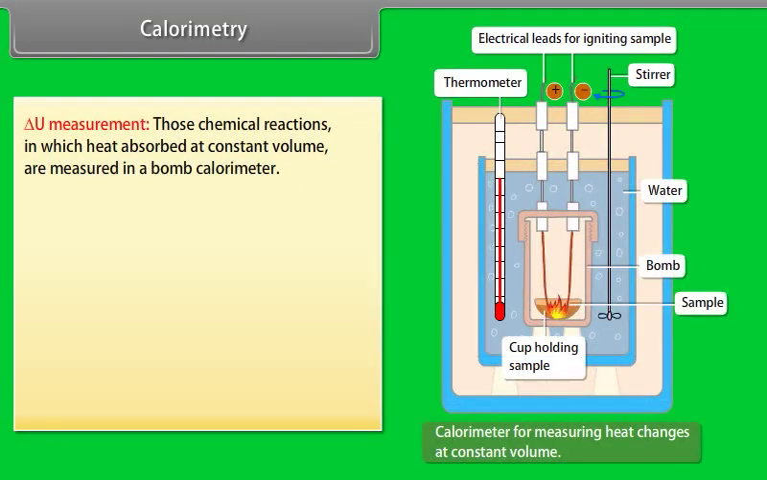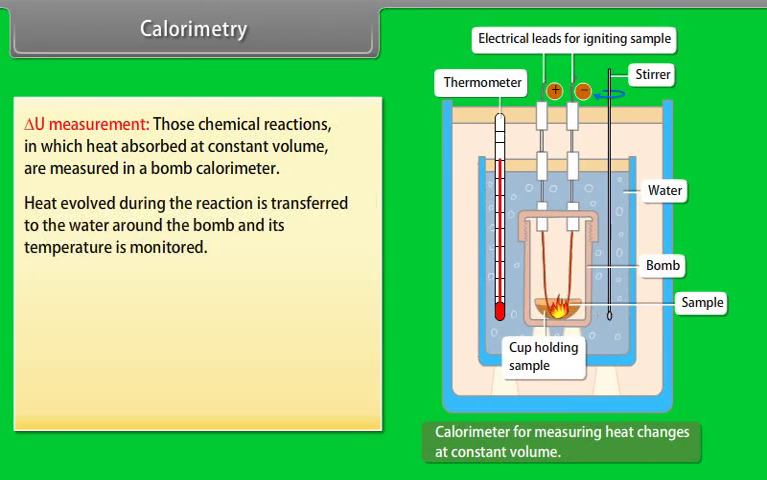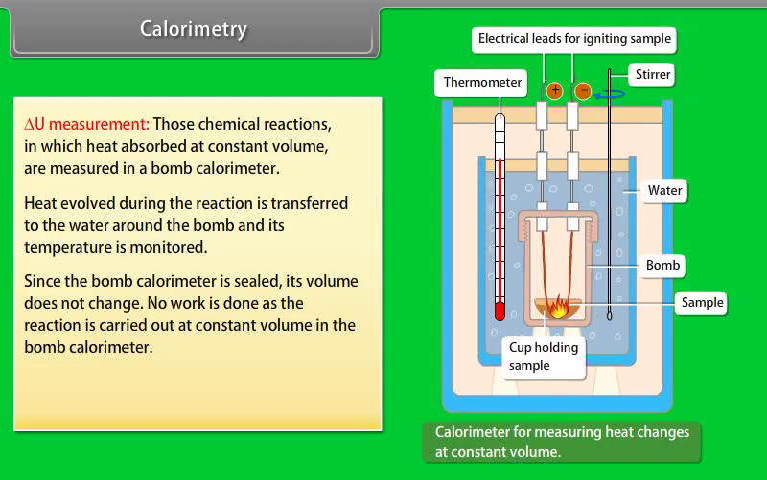Delta U measurement. Those chemical reactions in which heat absorbed at constant volume is measured are studied in a bomb calorimeter. The steel vessel is immersed in a water bath to ensure that no heat is lost to the surroundings. A combustible substance is burnt in pure dioxygen supplied in the steel bomb. Heat evolved during the reaction is transferred to the water around the bomb and its temperature is monitored. Since the bomb calorimeter is sealed, its volume does not change. No work is done as the reaction is carried out at constant volume in the bomb calorimeter.